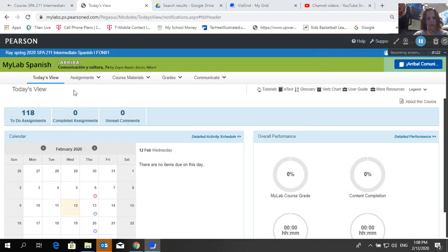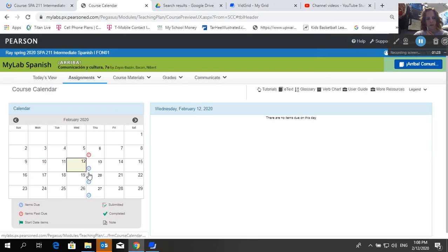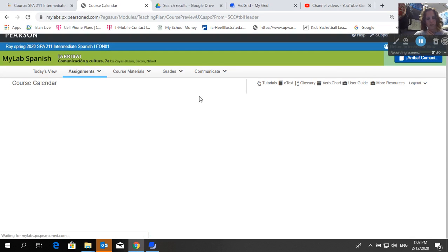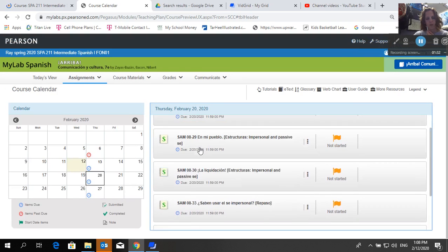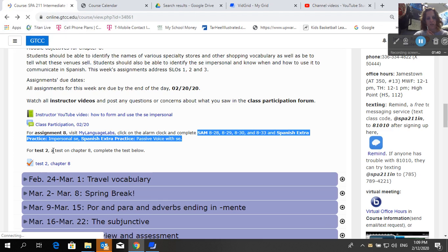So then go under the assignments, click on course calendar, then go down to the 20th, and click on the 20th. Your assignments will pop up in the middle. You can open them up and do them as many times as you would like before the assignment's due date. After the 3rd try, I think it'll give you the right answers, and if you're doing it more than that, then I suggest reaching out to me.